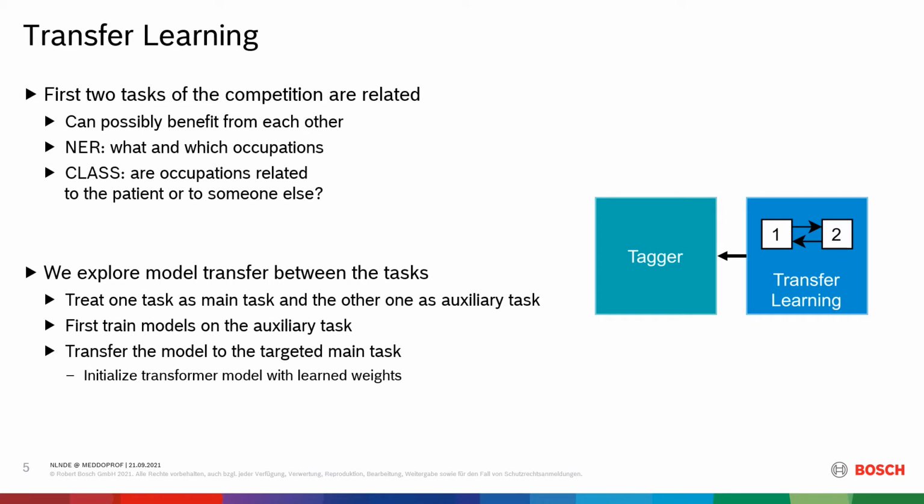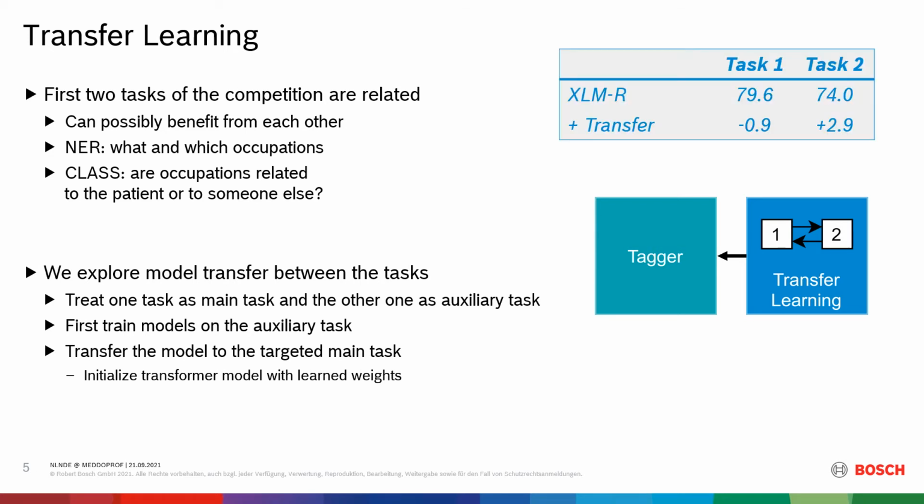And we can actually do this for both tasks. So first training task 1, then task 2, and vice versa. Our results indicate that transfer from the first task to the second task is beneficial and it improves performance by almost 3 points. This indicates that the training to detect job expression helps to classify them later on. However, the same does not hold the other way around.